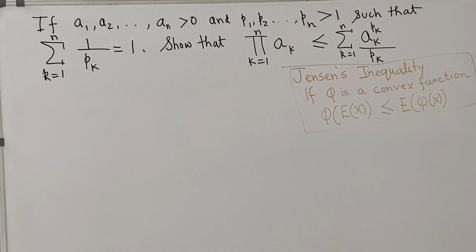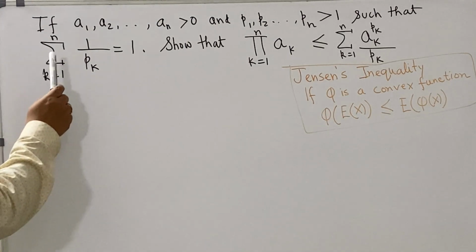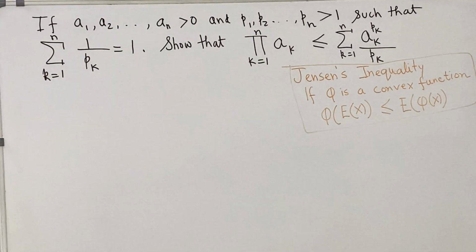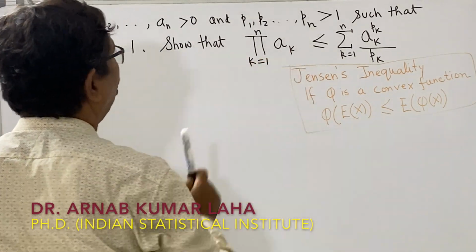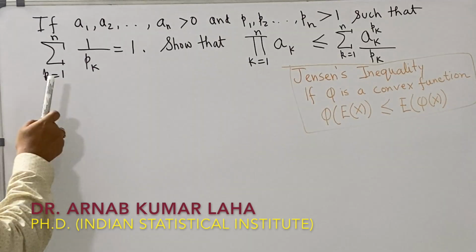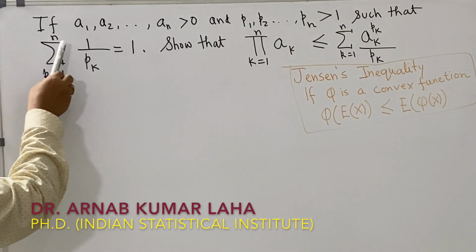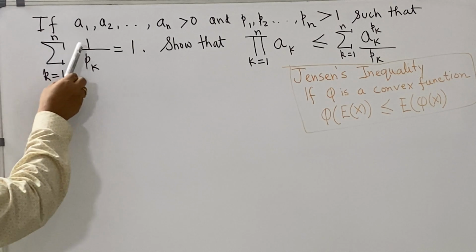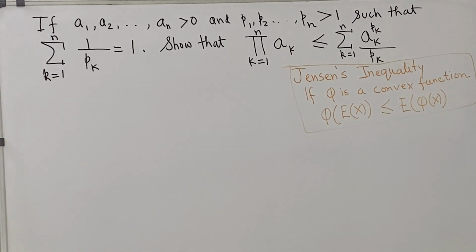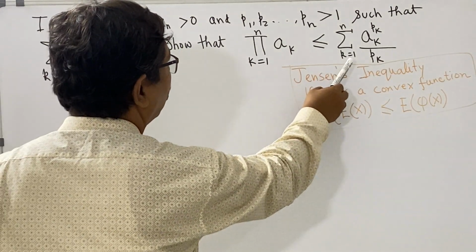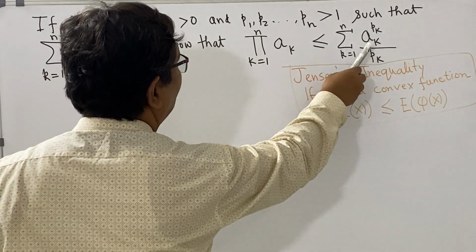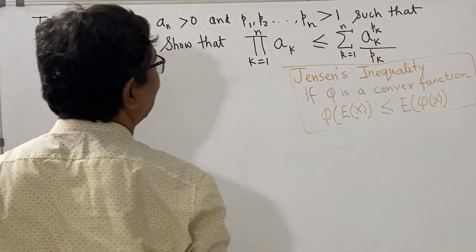In this edition, we look at a problem which says that suppose we have positive numbers a1, a2, ..., an and we have numbers p1, p2, ..., pn, all of which are greater than 1, and we satisfy the relation that the summation of k equal to 1 to n of 1 by pk equals 1. We have to show that the product of these ak's is less than or equal to the sum of ak to the power pk divided by pk.